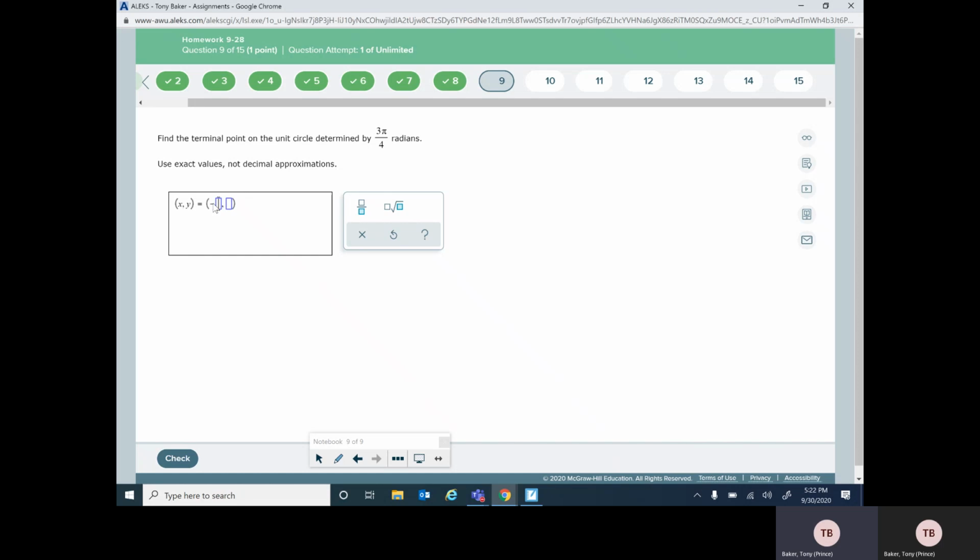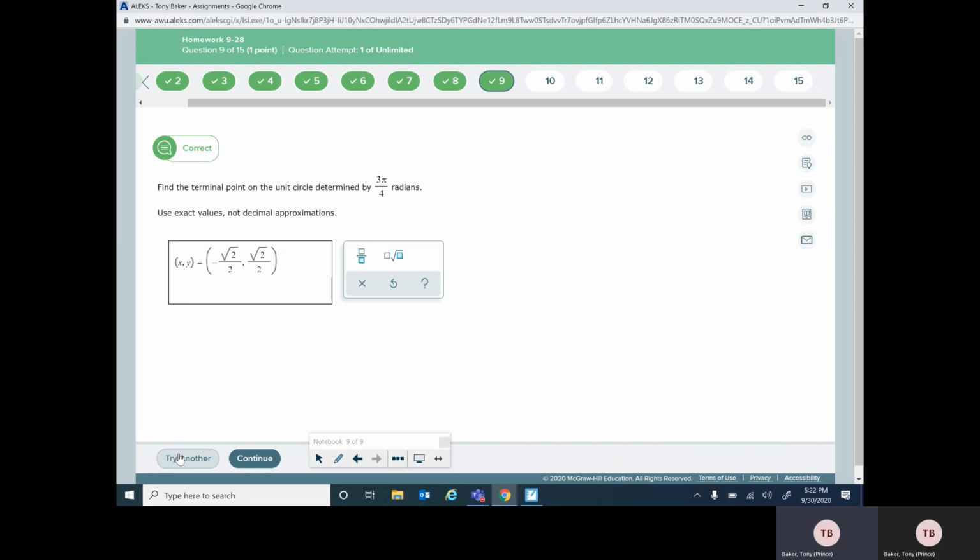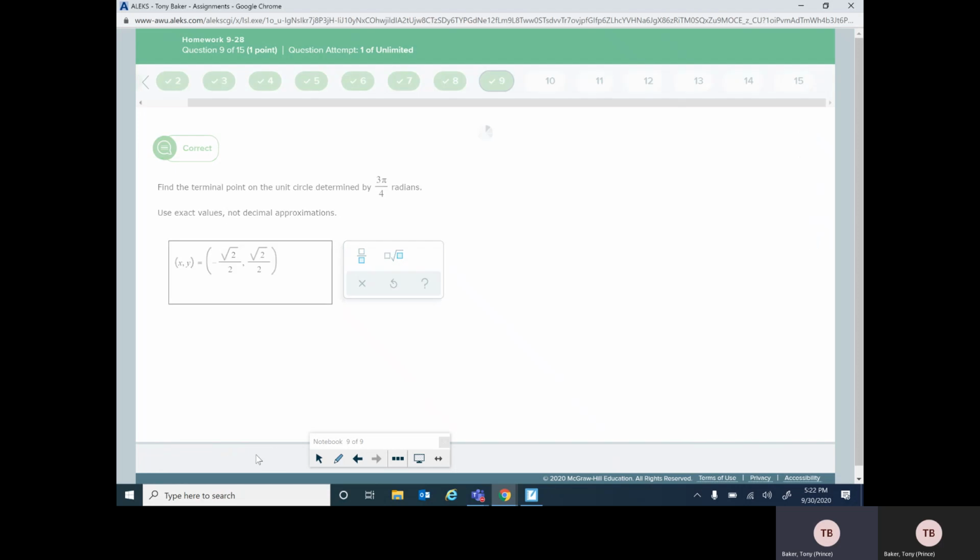So that's what we put in. So negative square root of 2 divided by 2, and then square root of 2 divided by 2. So again, this is where the unit circle really comes into play because it's going to give you all this information that you can easily, quickly look at and pull out.